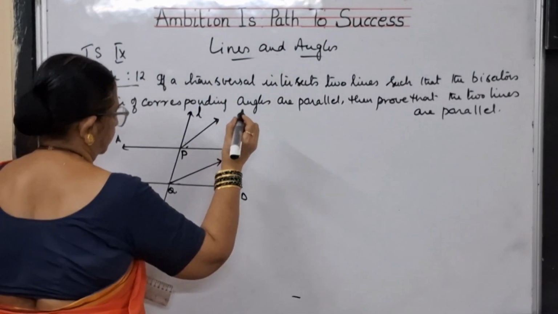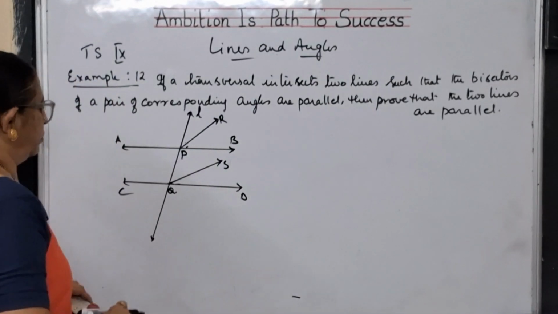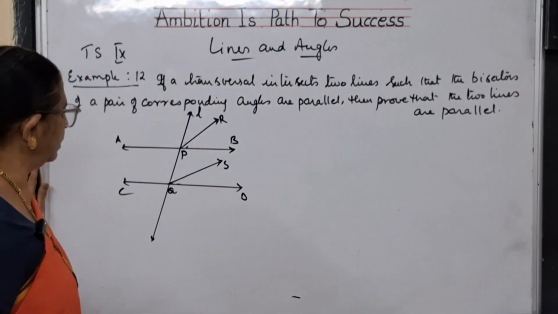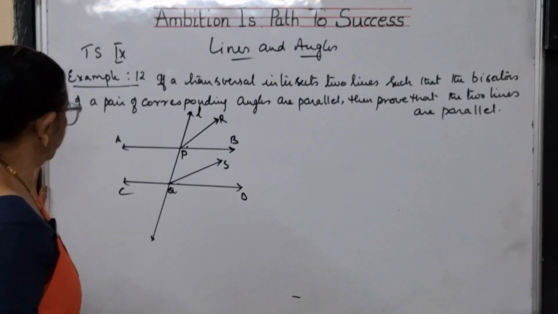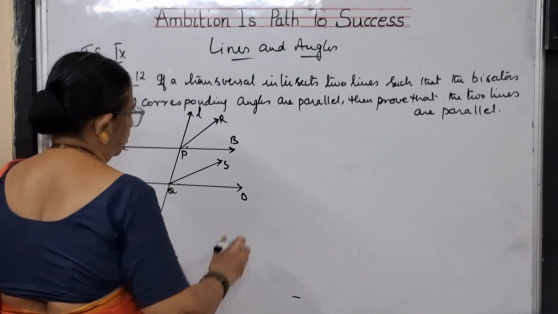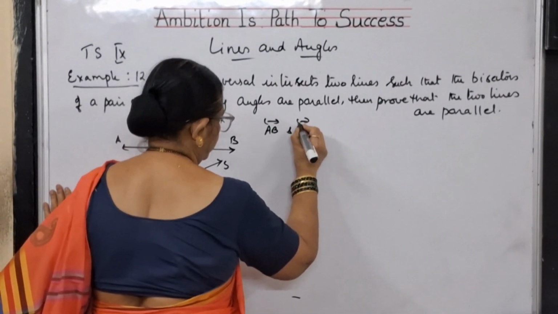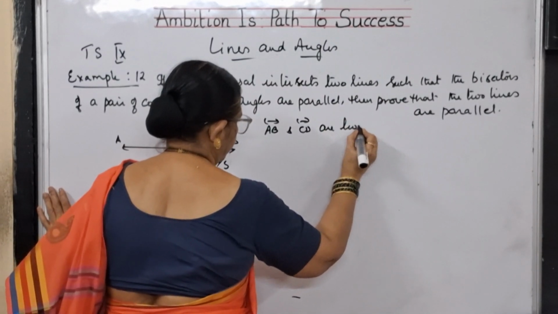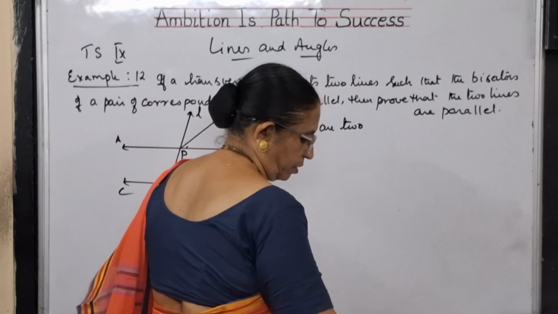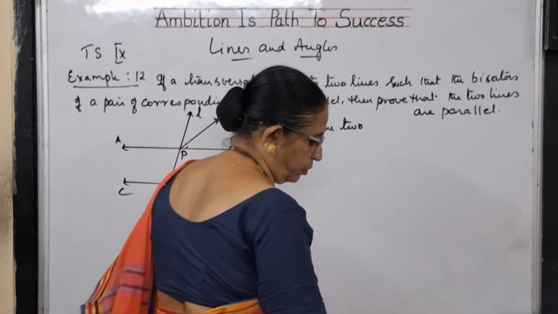Okay, so we need to prove that PR and QS are parallel to each other. That you need to prove. So if a transversal intersects two lines, AB and CD are two lines.